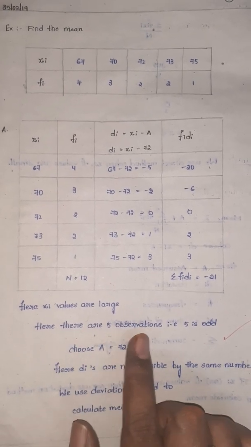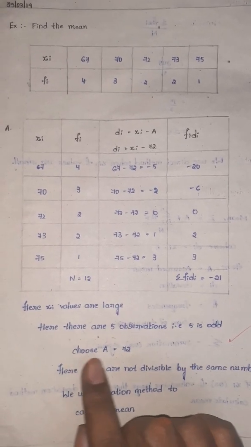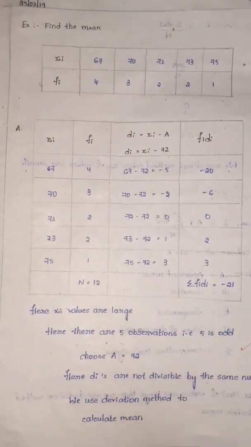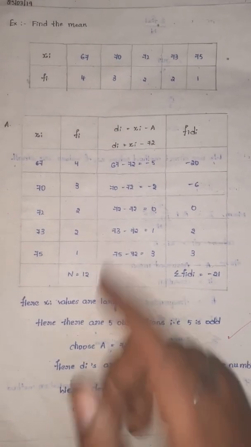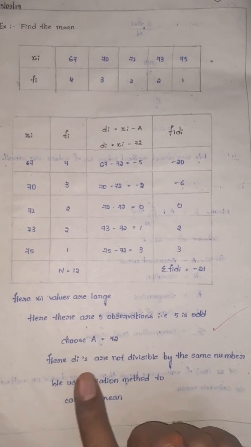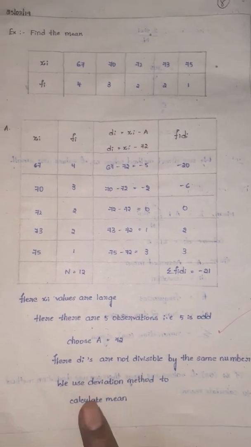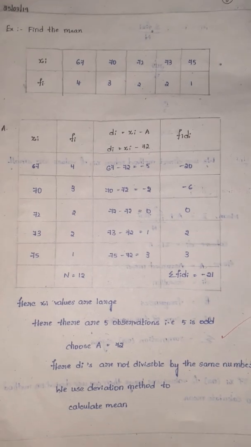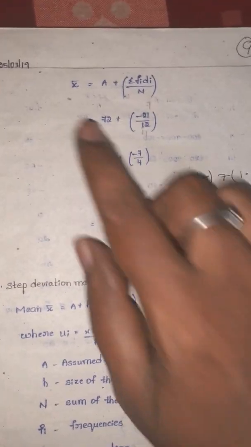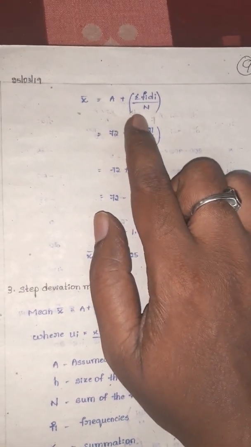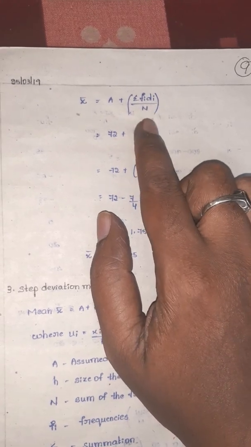There are 5 observations, which is odd, so choose a equal to 72. That's why I have taken a as 72. You can take any value, as I already told. Here the di's are not divisible by the same number, so we use the deviation method to calculate the mean. What is the formula for the deviation method? x bar is equal to a plus summation fi di by n.